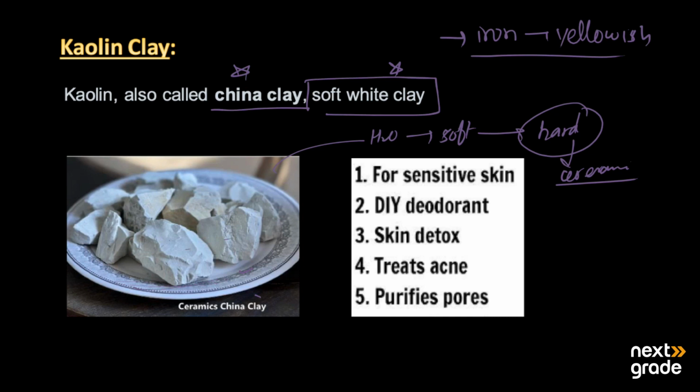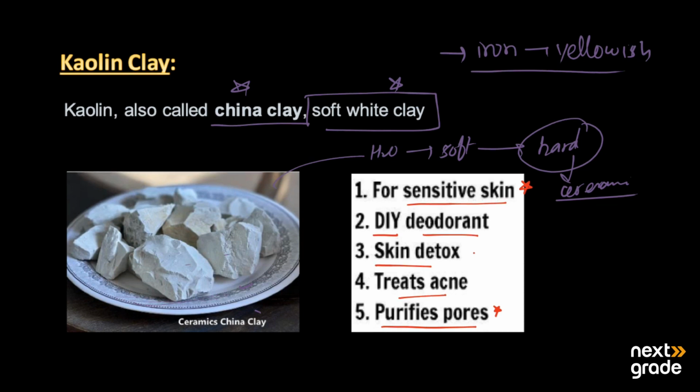Here we have the other uses of China clay. First one, it is used for sensitive skin which needs to be softened. Second, it is used as a deodorant. Third, it is also used as a skin detox to clean the skin. Fourth, it treats acne in a better way. The last one, it purifies the pores that are present in the body. So in this way we have a lot of uses of the China clay or kaolin.